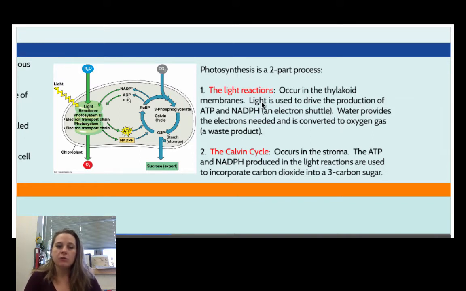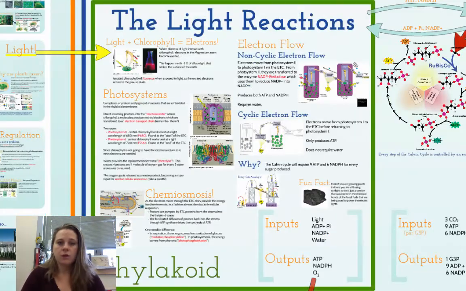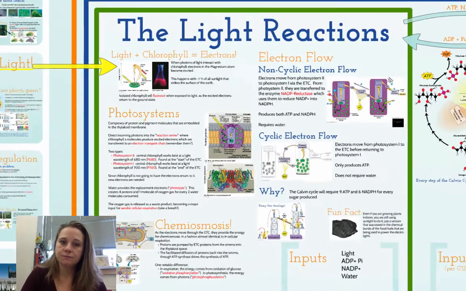And in the Calvin cycle, which occurs in the stroma, the ATP and NADPH that are produced in the light reactions are then used to help put together sugar molecules. So there's that in a nutshell. Shall we get specific? Let's get specific to the light reactions.